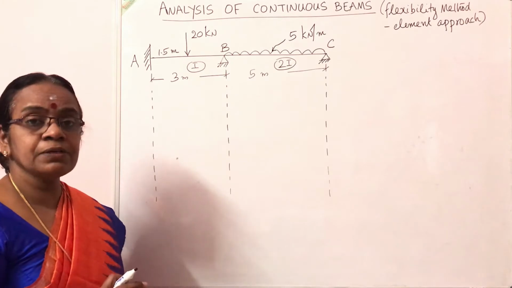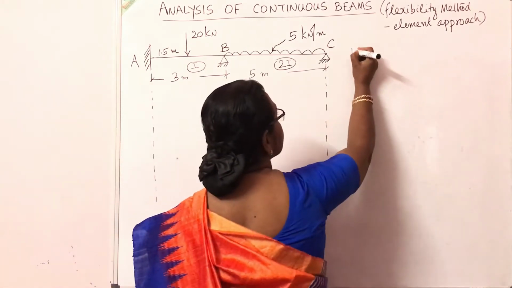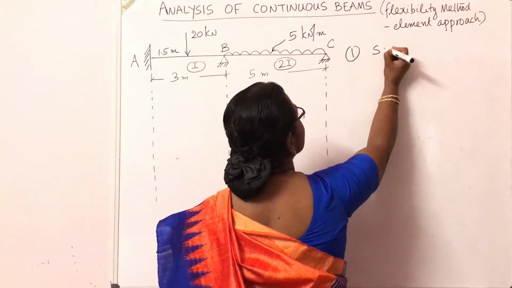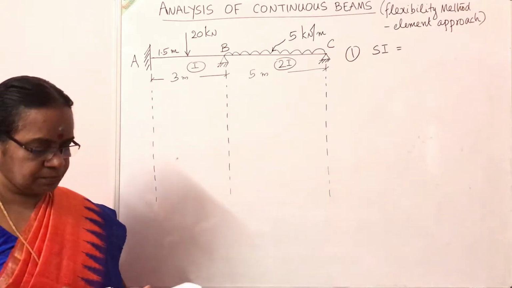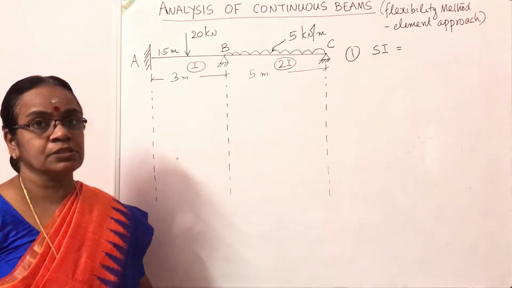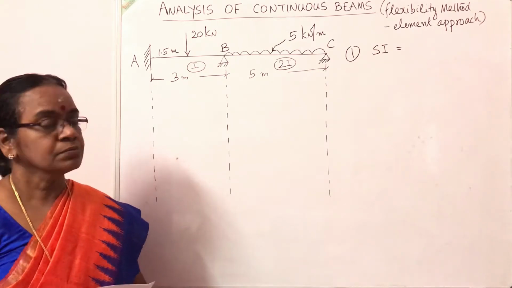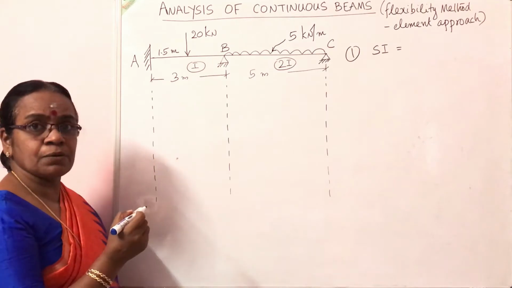So the first step in flexibility method, it's a force method, is to identify the static indeterminacy or redundancy of the structure. The redundancy is well explained in the consistent deformation video. So what is static indeterminacy? First of all, find out the number of unknowns.